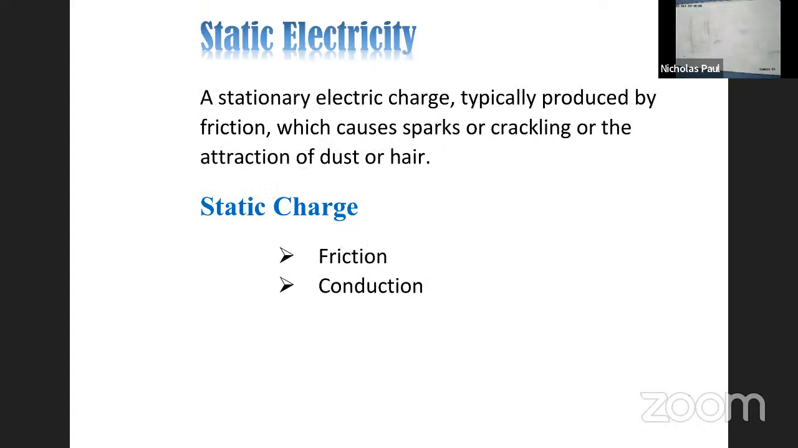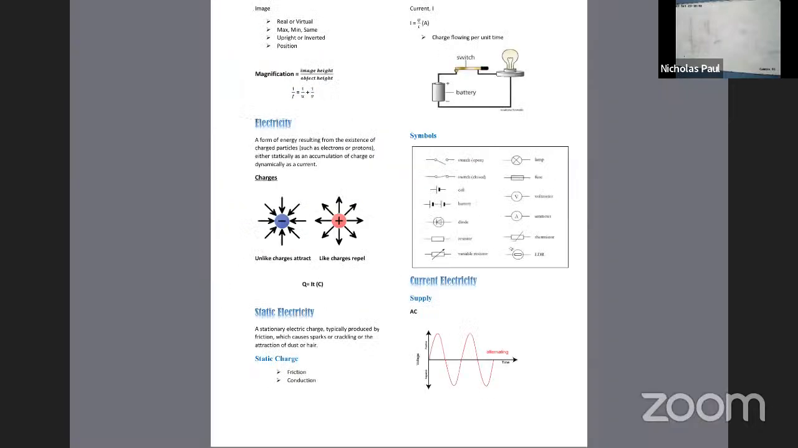Static electricity, we can obtain static electricity by two main ways: friction, that's like when you're rubbing the cloth and the perspex, and induction. Sorry, it's not conduction, it's the next word. Induction, right? So it's charging by induction. All right. Those are the two ways to obtain a static charge.